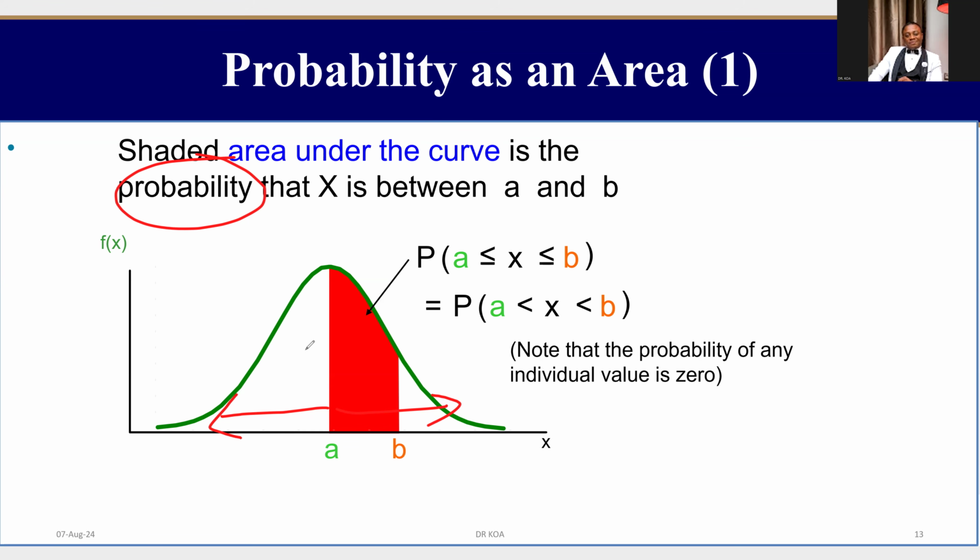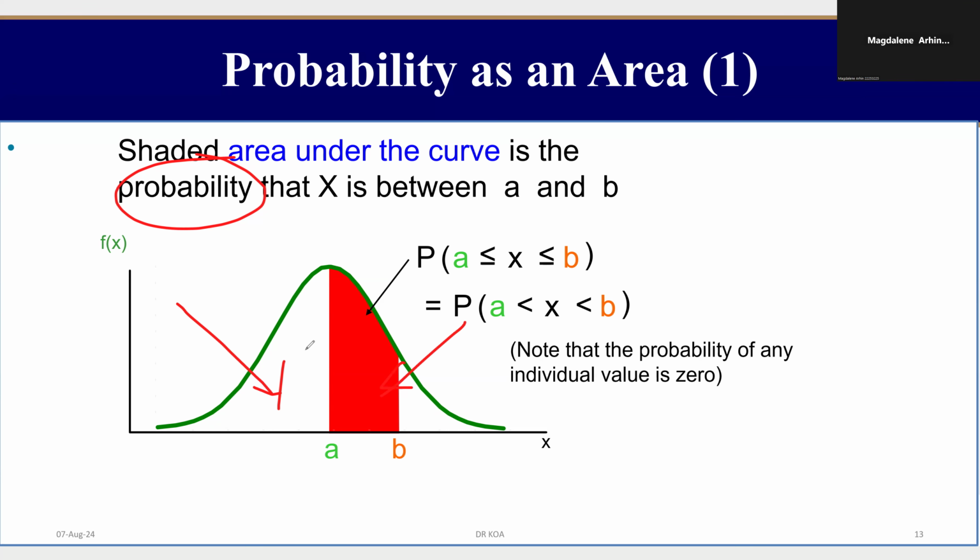But please note, if the whole of this area is 1, then half of the area is what? This section here is what? 50%. And that section here is also 50%. So keep that in mind. And the whole area is 100% or 1. Keep that in mind. Our goal is to find the area under the normal curve.